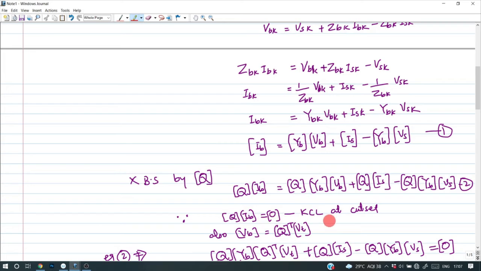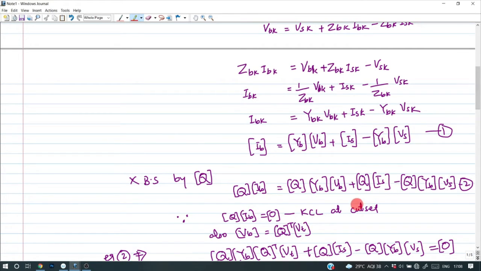QIB is a null matrix. When we applied KCL at the fundamental cut set, we got this relation: the fundamental cut set matrix into the branch current matrix is a null matrix. So that is KCL at the fundamental cut set. Also from there we got this relation: branch voltage is related to twig voltages. What is a twig? Branches of a tree are known as twigs. So twig voltage is related to branch voltage in this manner: VB is Q transpose VT. So instead of this one we can substitute the null matrix, and instead of VB we can substitute Q transpose VT.